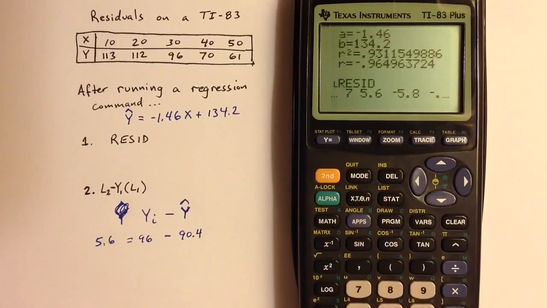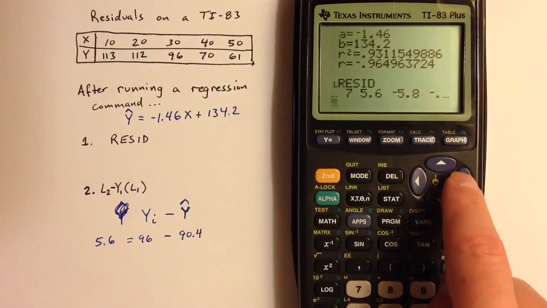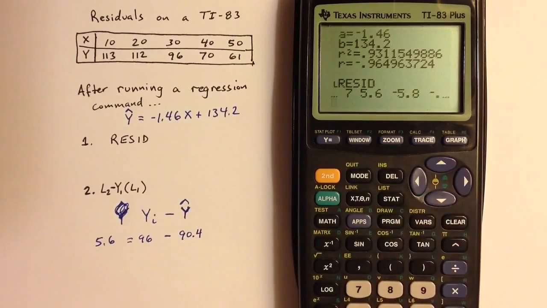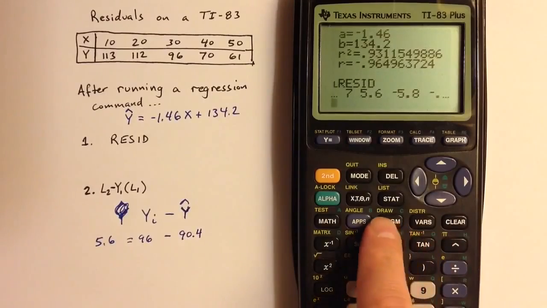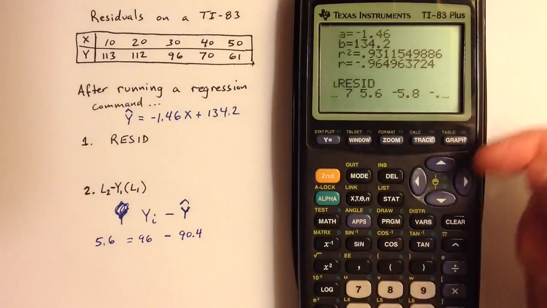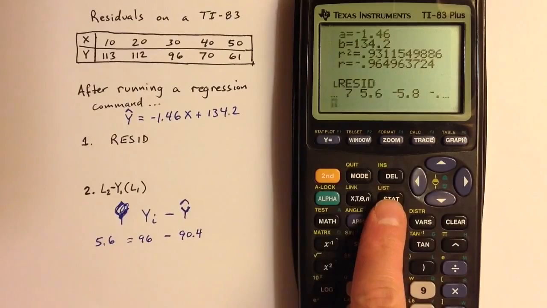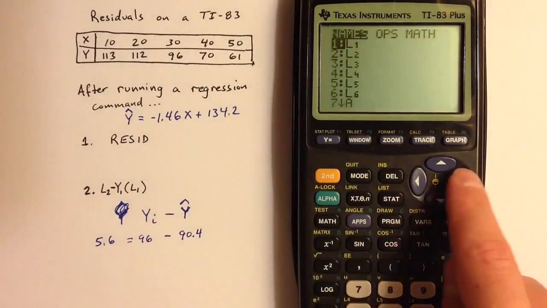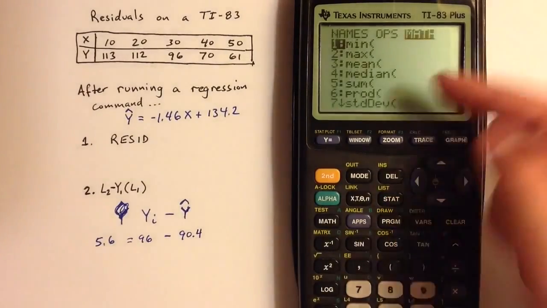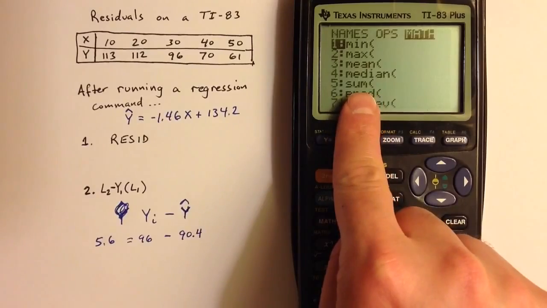So if I go back to the home screen, there's a way to do that within the calculator. I could look at each of these numbers and square them, but it's nicer to do this calculation within the calculator itself. I can go back to the List menu, and there's a special command that adds up the values in a list.